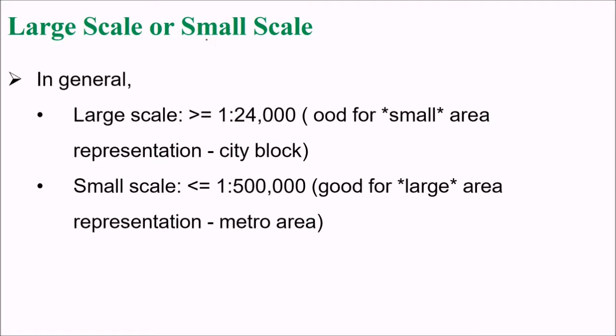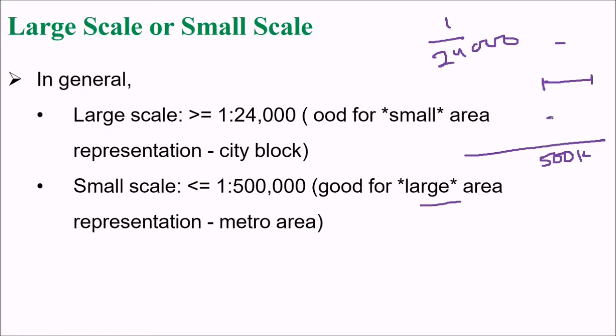The large scale and small scale, what do we mean when we have the large scale or small scale? Large scale means you have, say, 1 is to 24,000. Means the actual distance of 24,000 is shown by 1 unit in the map. Small scale means the distance of, say, 500,000, that is 500k. That is really a large area representation, which is shown by 1 unit in the map. So because you have a large value here, we call it a small scale. We have a small value here, we call it a large scale.